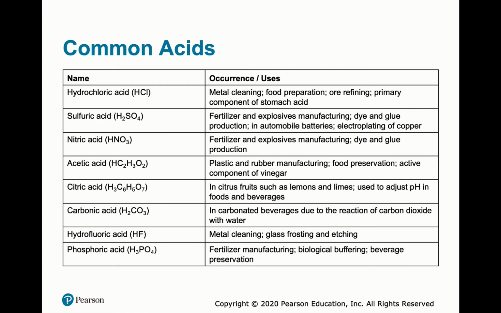So here are some common acids. Hydrochloric acid, already mentioned, is stomach acid. It's also known as muriatic acid. It's used to clean metals, make food, and in refineries. I already mentioned stomach acid. Also, one of my favorite activities, it's used in swimming pools. So you can use hydrochloric acid in that.